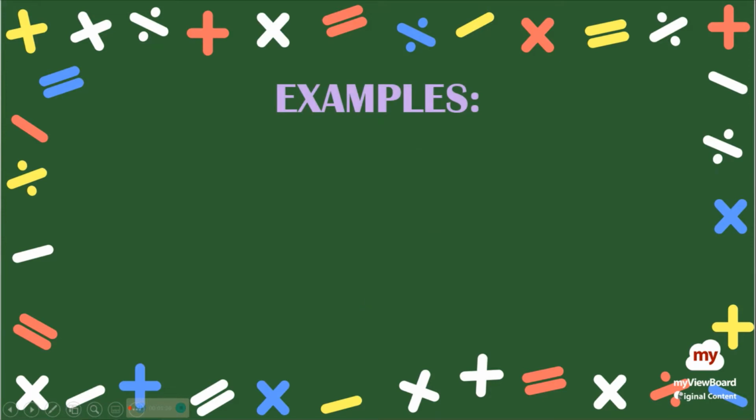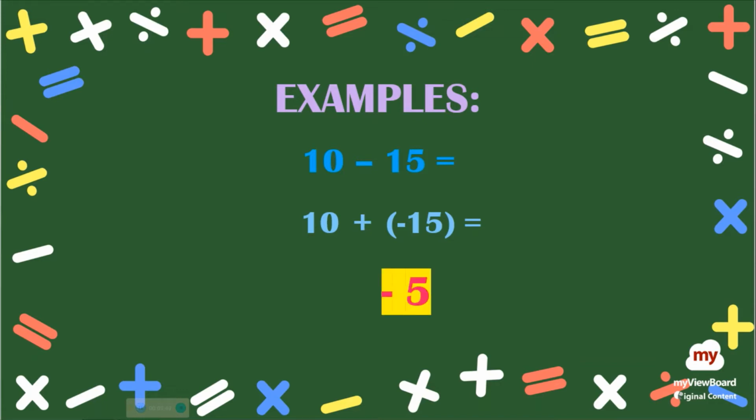Next po, 10 minus 15. So, 10, keep, change, na minus to plus, and then positive to negative. Then, magkaiba ulit sila ng sign. So, 15 minus 10, that is 5. And then, mas marami yung negative kaysa sa positive. So, that is negative 5.